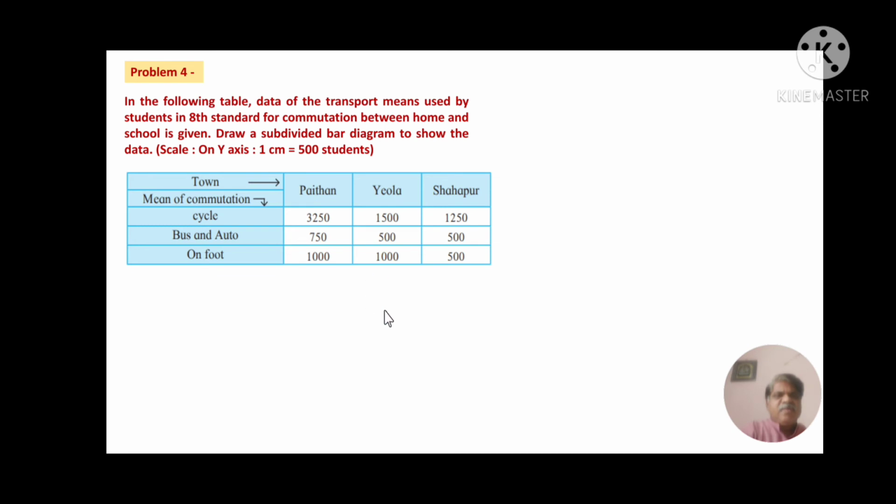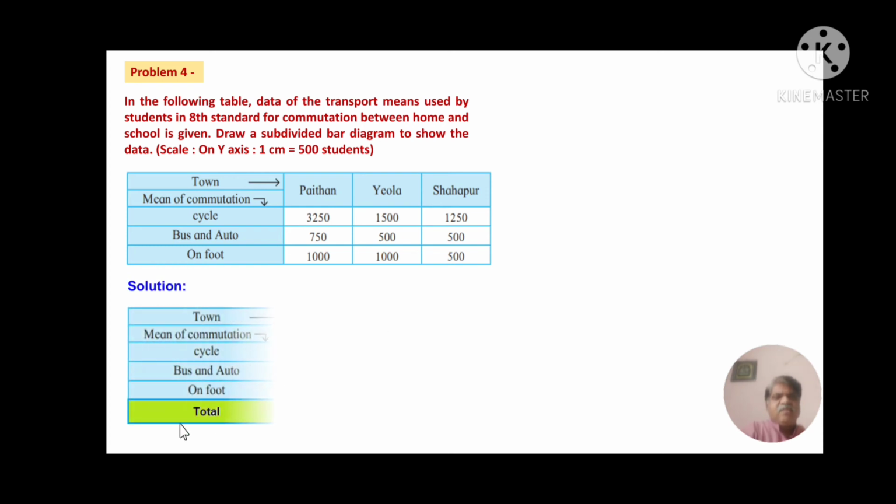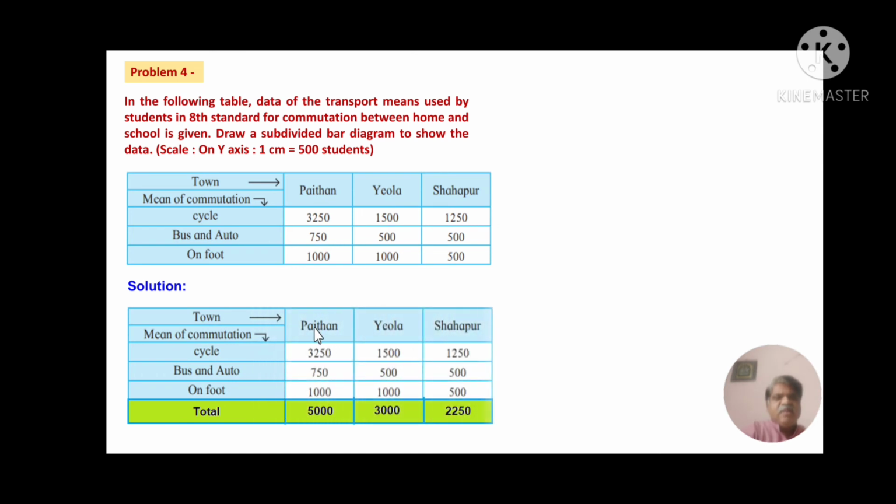So for this, friends, first of all we have to prepare the total of the modes used, how many students are using them in respect to towns. For that we have to prepare a table, and that prepared table you could see below, wherein the last row gives the total students. For Paitan, the addition of the 3 modes of communication is 5000 students. For Evla it is 3000, and for Shahapur it is 2250.